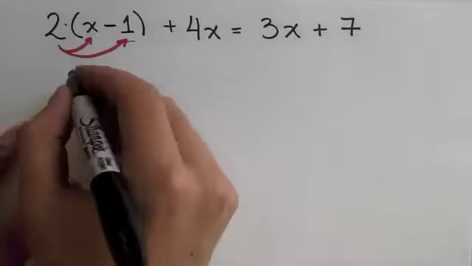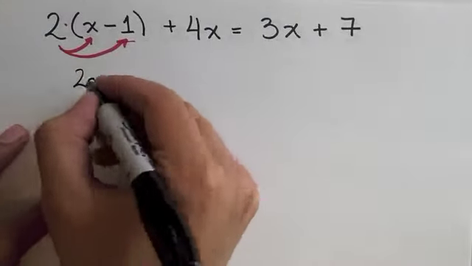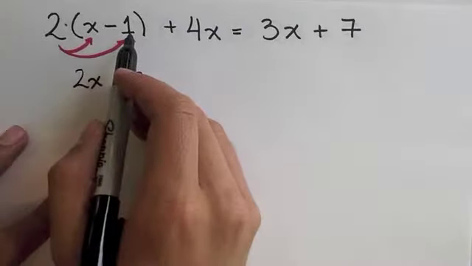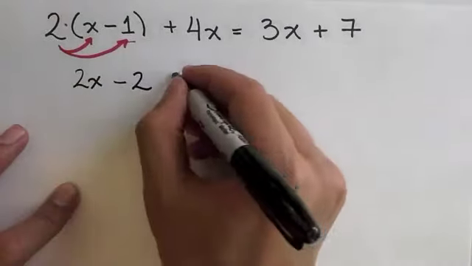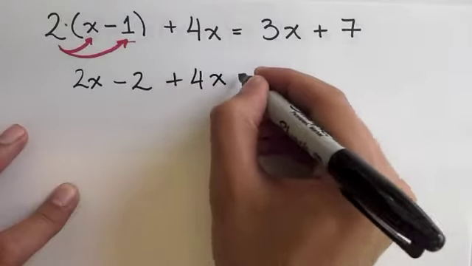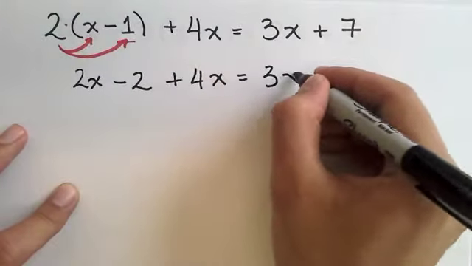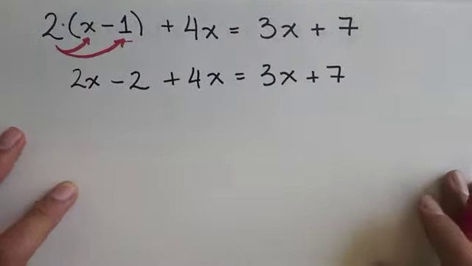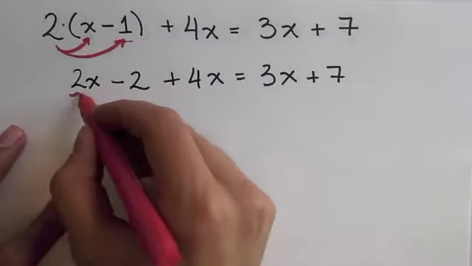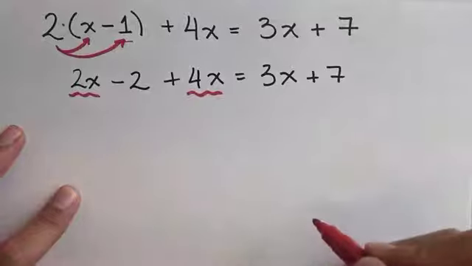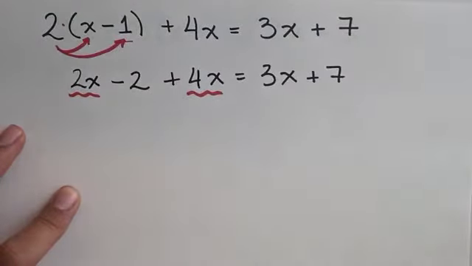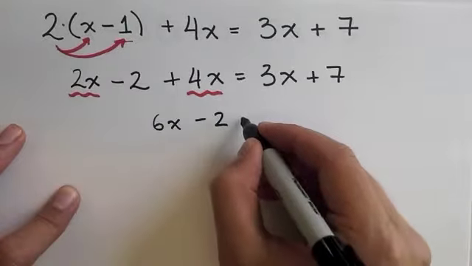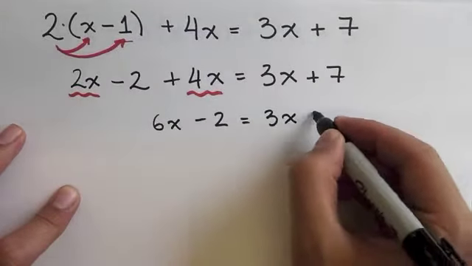When I do that, I get 2x minus 2, because 2 times negative 1 is negative 2. The rest, initially, I will just copy it down. Now, remembering what we learned in the last video, we want to perform operations between similar terms. This would give me 6x minus 2 is equal to 3x plus 7.